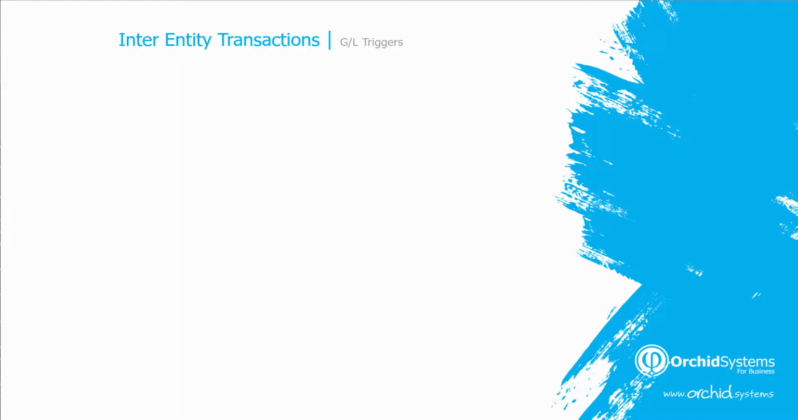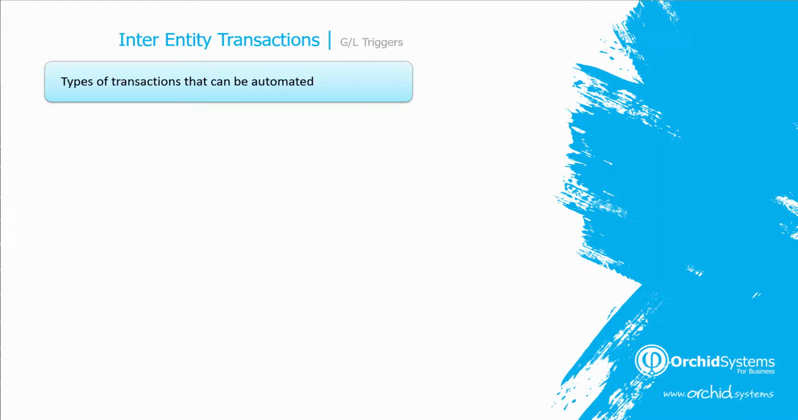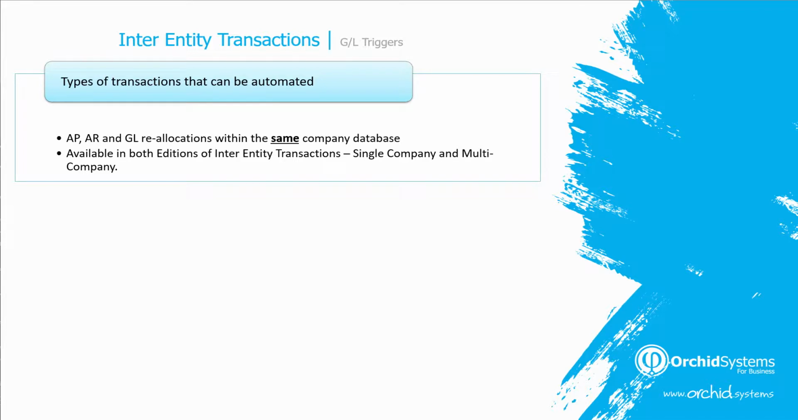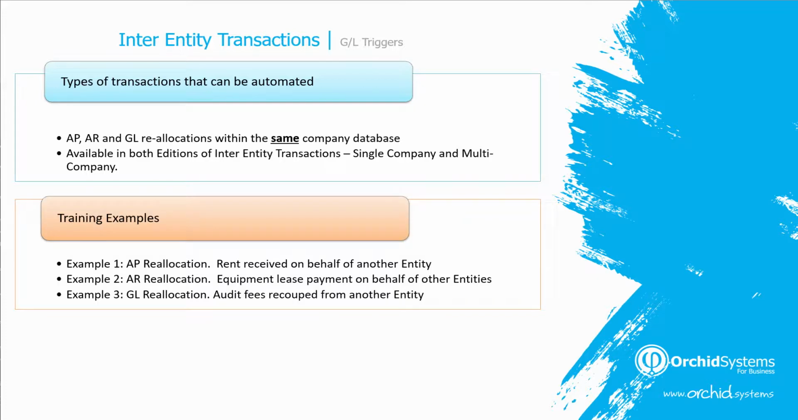For general ledger triggers, there are three types of transactions that can be automated: accounts receivable, accounts payable, and GL reallocations. And all these transactions can be automated and are created within the same company database. Triggers are available in both editions of inter-entity transactions, single company and multi-company. And to explain the functionality of GL triggers, I'm going to do three examples in this tutorial.